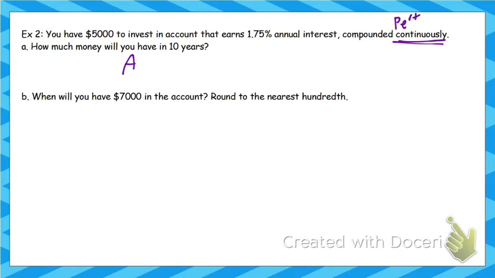So amount we don't know, 5,000 is the start. E is E, 0.0175. Again, we write it as a decimal. Move that over 2 places. And then times 10 because that's my time. This one's an easy one to plug into your calculator because the variable is already by itself. Plug it in and I get 5,956.23.